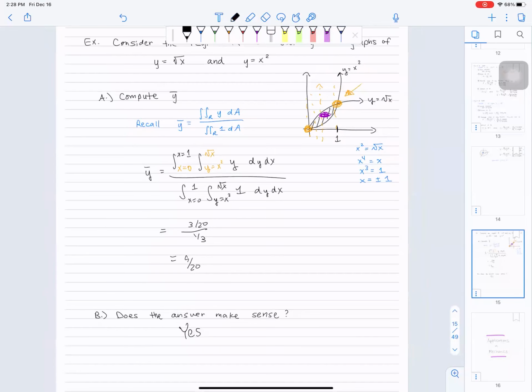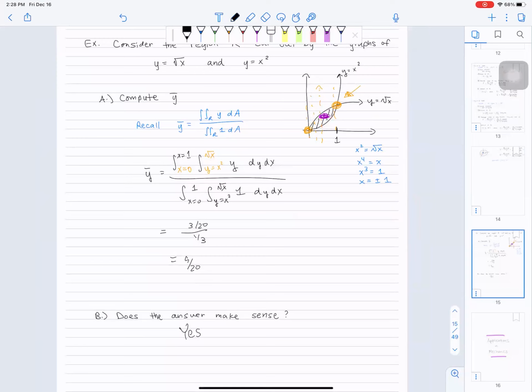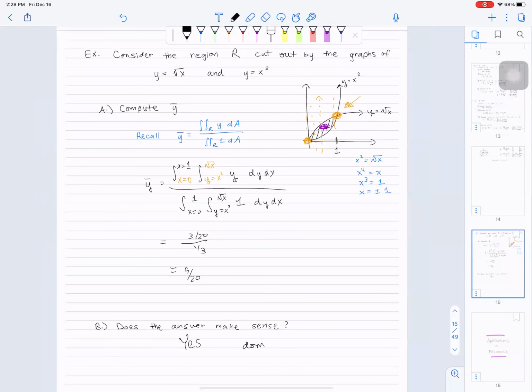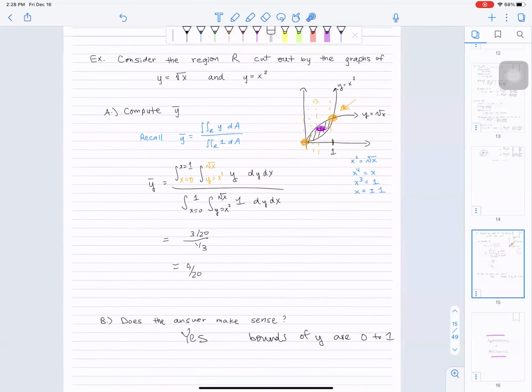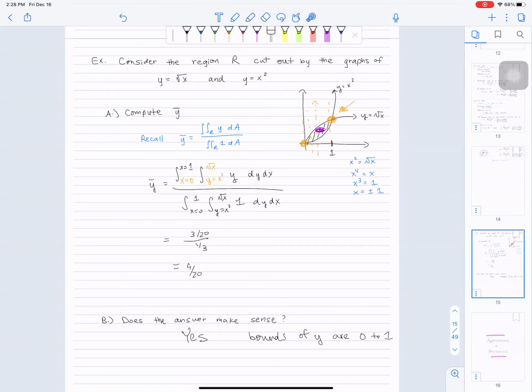First of all, it's positive, and also we see that the bounds of y are 0 to 1. Those are all the possible y values I could get. So it makes sense that the average of y should be between 0 and 1. Okay, any questions on that?